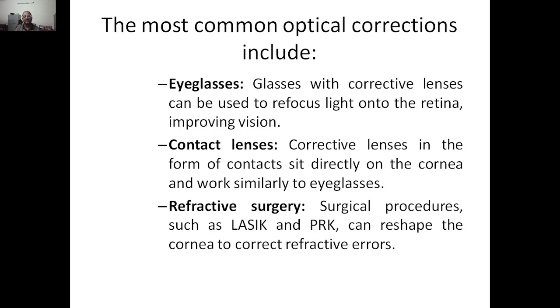Next, refractive surgery. This is the high level of correction. There will be surgical procedures, for example LASIK and PRK. They will reshape your cornea. They will make sure the cornea is reshaped so that it focuses the light properly onto the retina, to correct the refractive errors.